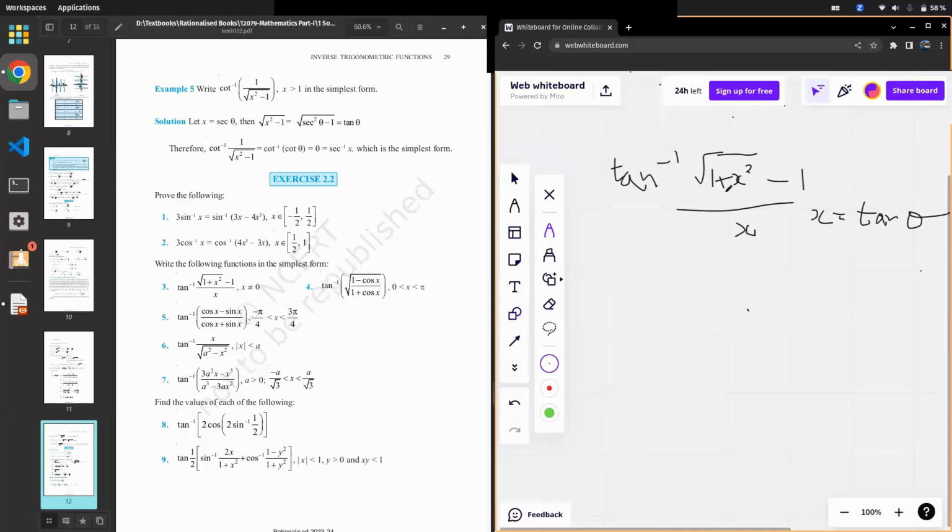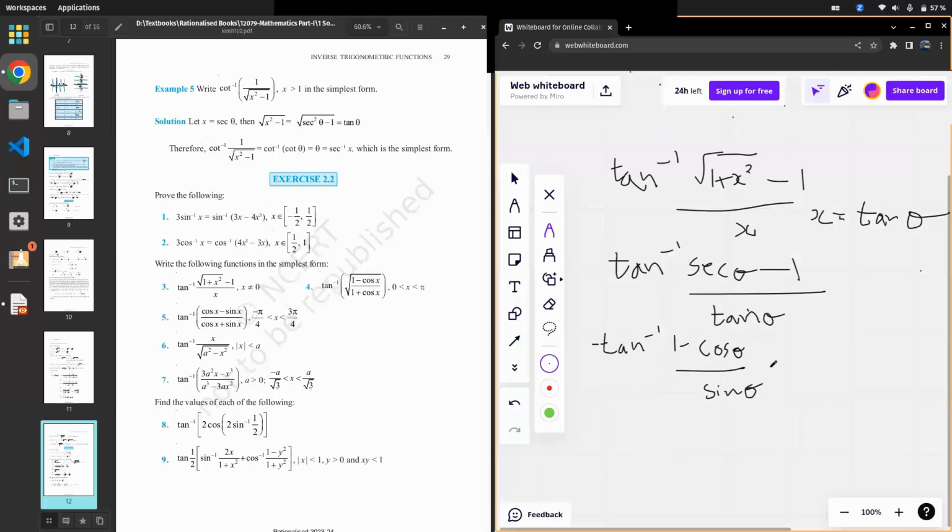If we substitute x is equal to tan theta, we will get the term inside the root as 1 plus tan square theta, which is equal to secant square theta. So the square and root will be cancelled, and we will get this as tan inverse of (secant theta minus 1) divided by tan theta. And if we multiply both numerator and denominator with cos theta, we will get this term as tan inverse of (1 minus cos theta) by sin theta. So we have to simplify this.